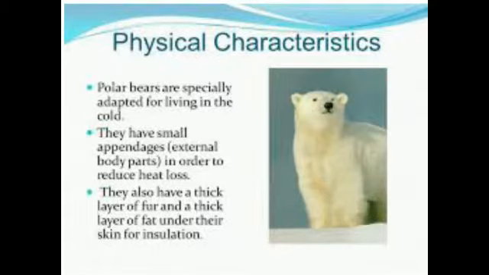So we see polar bears are specially adapted for their living in the cold. They have small appendages, means external body parts are relatively smaller in order to reduce heat loss. Now what are those body features? If you see, the small ears have a small surface area. This helps to reduce loss of body heat. So its ears are relatively small. Similarly, it has a short tail that has a small surface area and this helps to reduce the heat loss again.